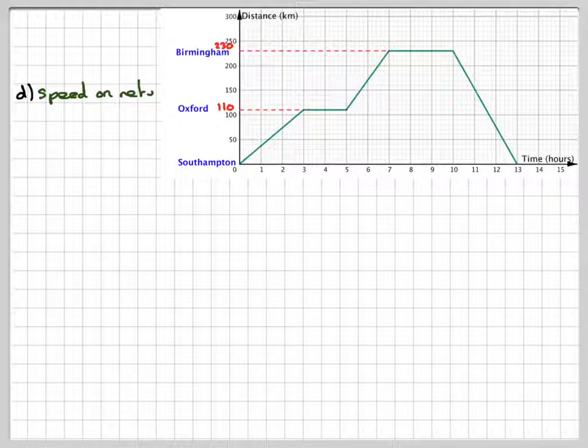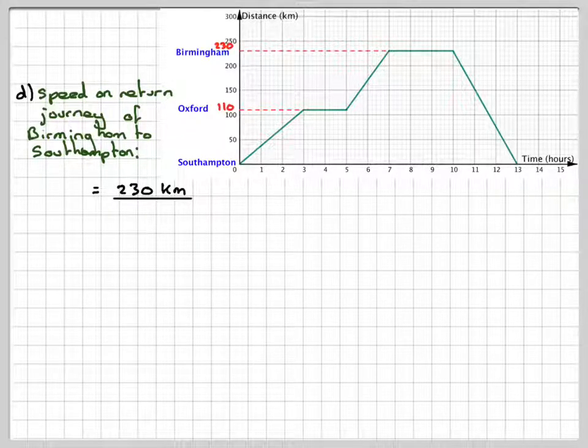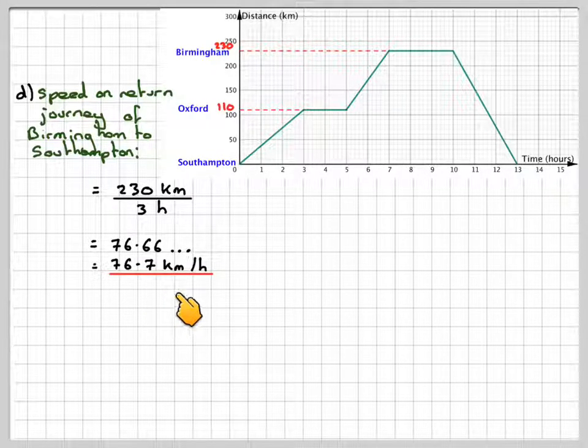So the speed on the return journey, if he doesn't stop on the return journey, is going to be 230. He's going to travel 230, and he's going to do that in 3 hours. So 230 divided by 3 gives me 76.66, which is 76.7 kilometres per hour.